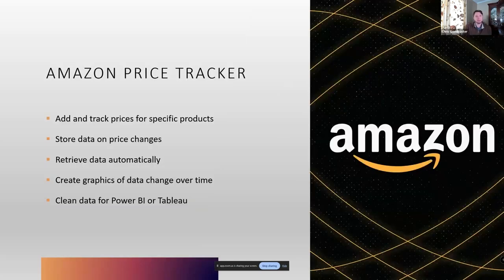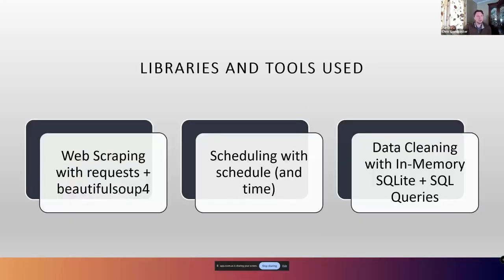My price tracker, a little bit about it. You add a product that you want to track. It scrapes the web page for the current price. It stores it, cleans the data, and then can spit it out in graphs and a spreadsheet. Some of the tools and libraries I use: for web scraping, Beautiful Soup; scheduling for my automatic scheduler; and then SQL for the SQL aspect of it.